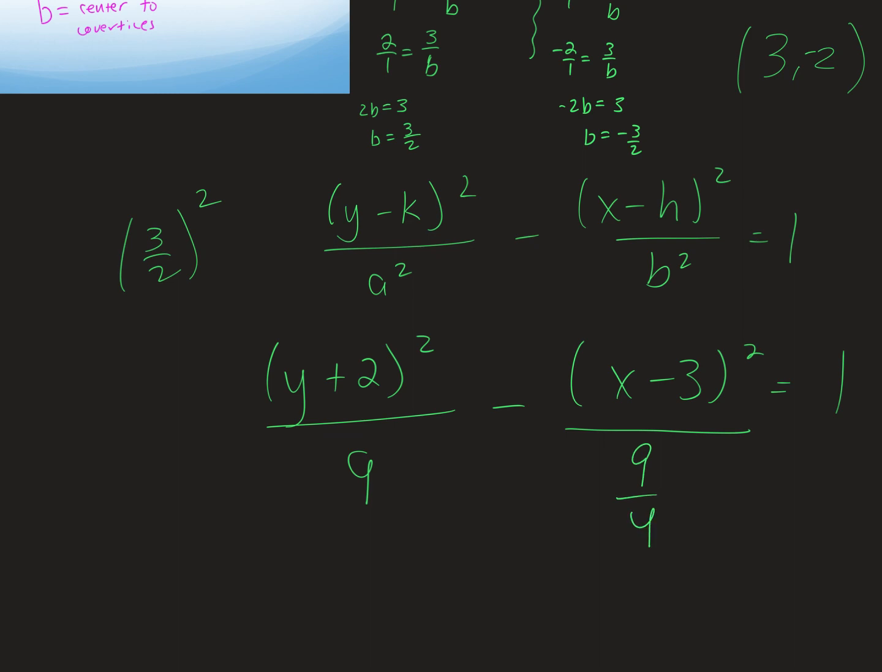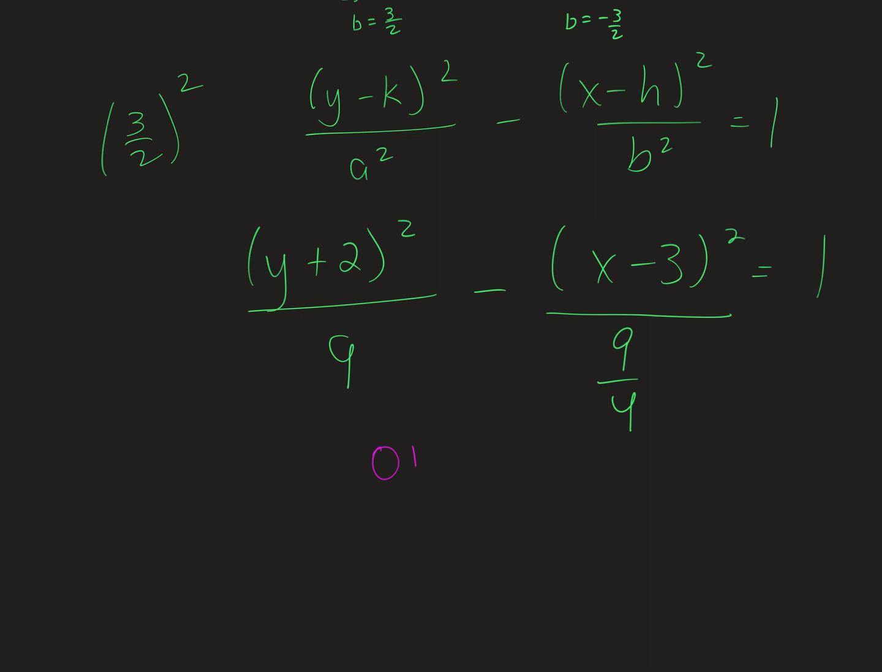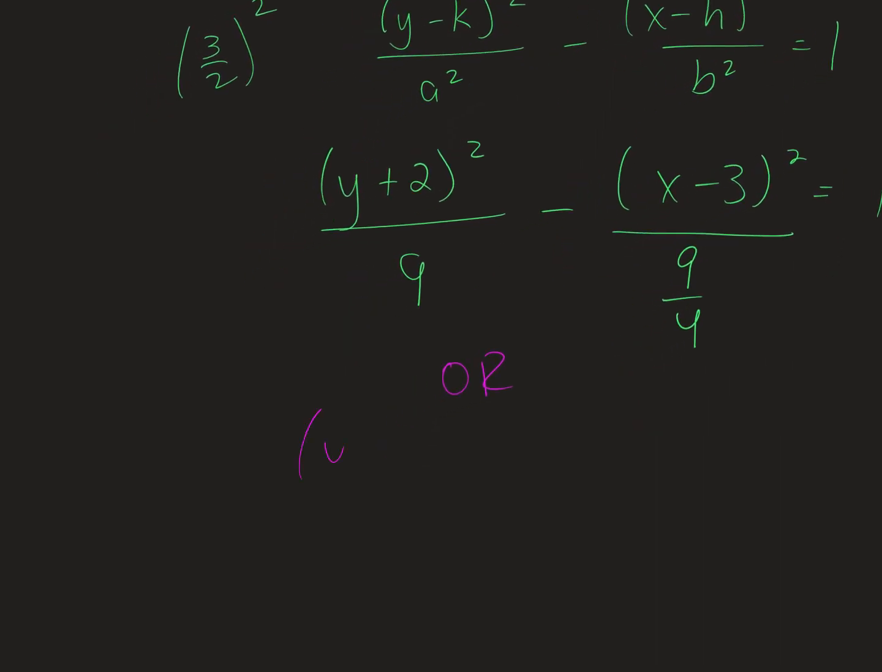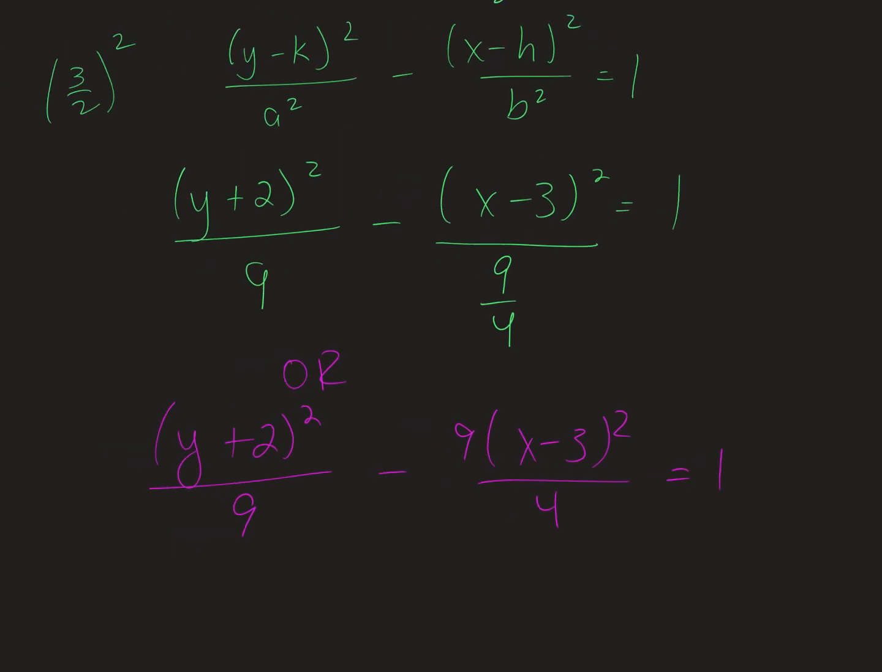If you guys got to this point and left your answer like this, I would give you credit. I've got to look at WebAssign. I'm not sure exactly how they take it. The most correct way would be to write y plus 2 squared over 9 minus, what do you think goes in front of the x minus 3? 9. The 9. So 9x minus 3 squared over 4 equals 1. That's the most correct way to write it, but if you left it with 9 over 4 in the denominator, I'd be fine with that.